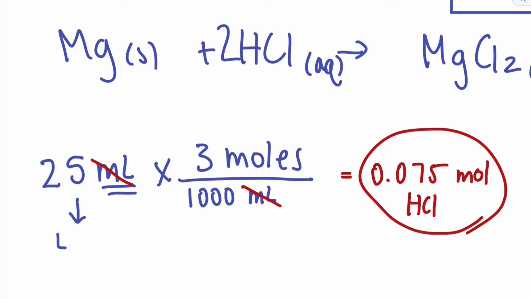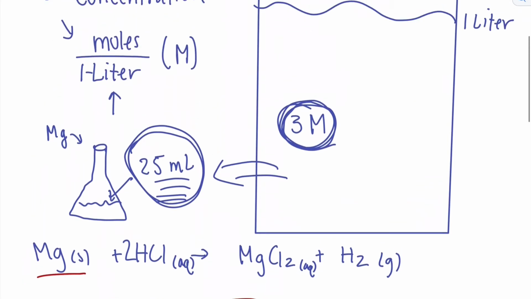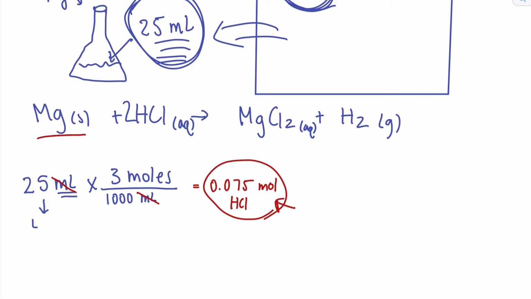From this number, you can answer a lot of questions. Questions like, how many grams of magnesium would be needed to fully react this HCl? Or how much magnesium can be reacted with this amount of HCl? Or how much H2 gas can be produced from this HCl? It's another handy conversion to know. You can also go the opposite direction.